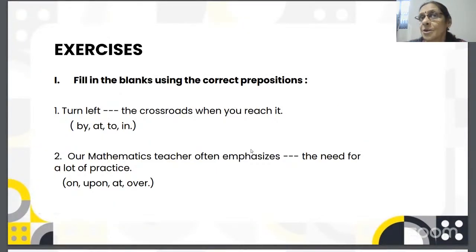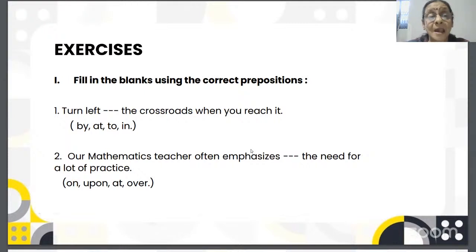Fill in the blanks using the correct prepositions. Turn left dash the crossroads when you reach it. You have the options by, at, to, and in. So which one would you normally use? Is it by, is it at, is it to, or is it in? Can anyone say?